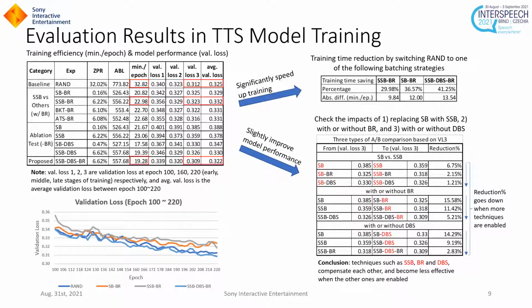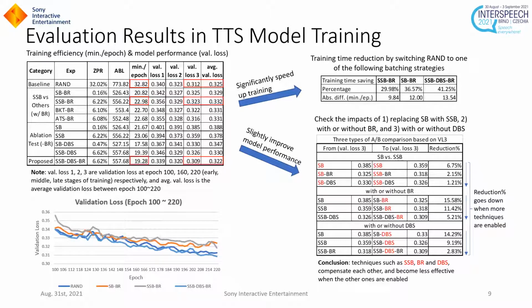We also checked the effect of batch randomization by removing it from multiple batching algorithms. The major takeaway here is by using semi-sorted batching, especially with dynamic batch size and batch randomization, we can dramatically speed up the training while maintaining similar model performance or even improve a little. The model performance is measured by an objective metric, the validation loss at the early, middle, and late stages of training. The average validation loss across these stages is also listed here for reference.